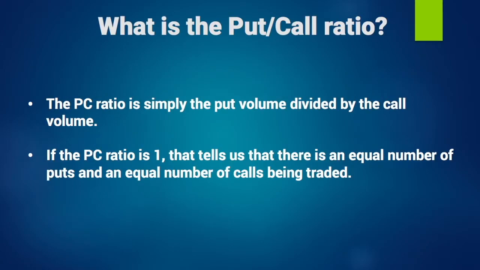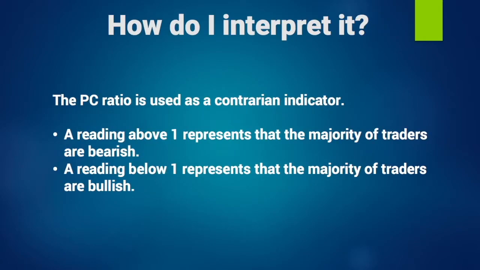What is the put-call ratio? The PC ratio is simply the put volume divided by the call volume. If the PC ratio is 1, that tells us that there is an equal number of puts and an equal number of calls being traded. So how do you interpret that?